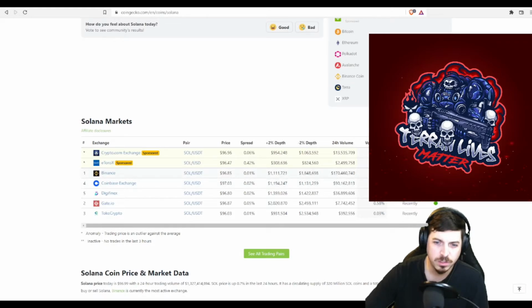But if I check the volume, Binance is still number one. So I guess because these are sponsored listings, they're listed above, but you have to be careful because they're lower percentages than Binance here. So we're looking at the volume tab, and Coinbase is still number 2 over here, it looks like, and then Digifinex, Gate.io, and Toko Crypto. I'm not sure if BitGaap supports these other two, Digi and Toko, but there's that information.